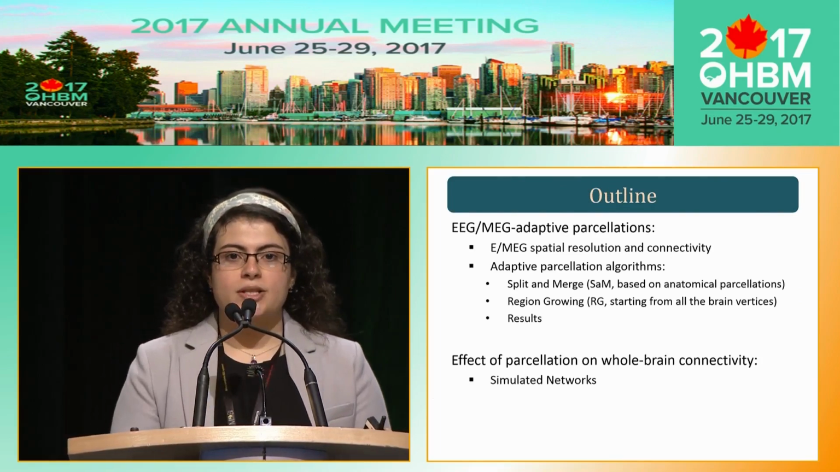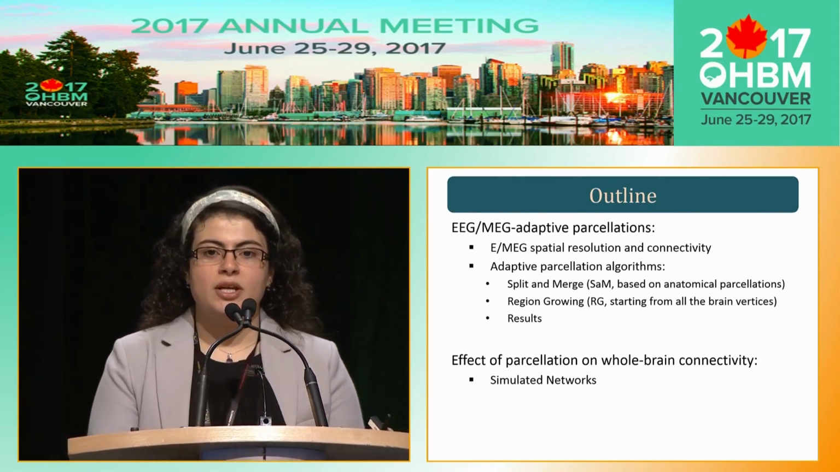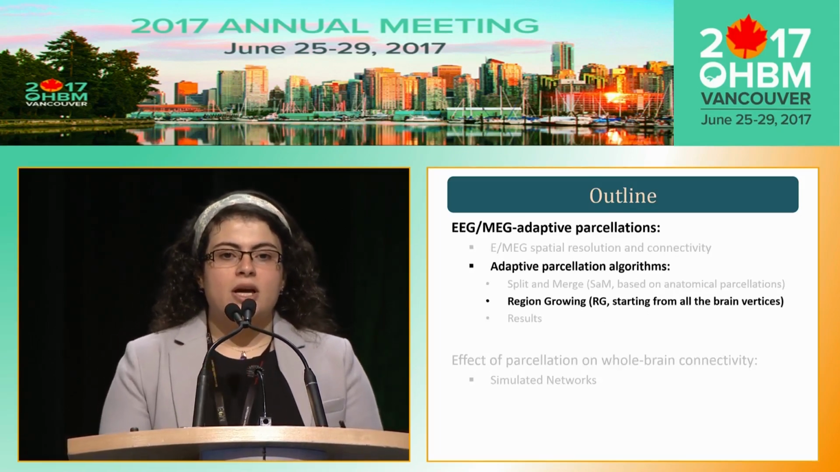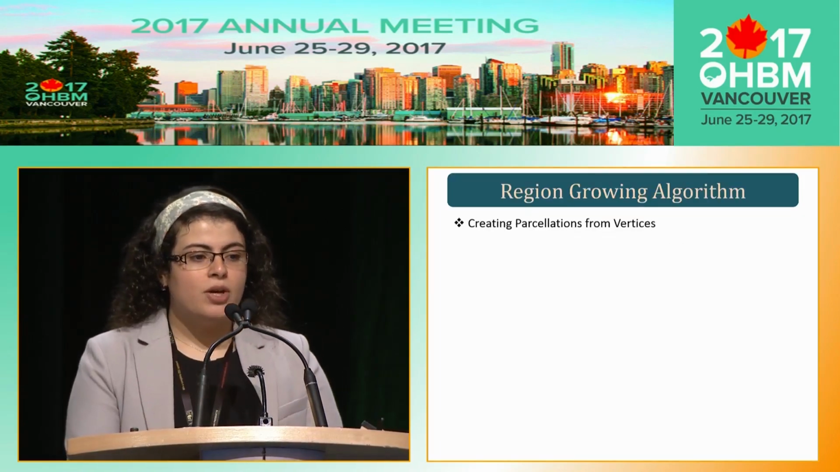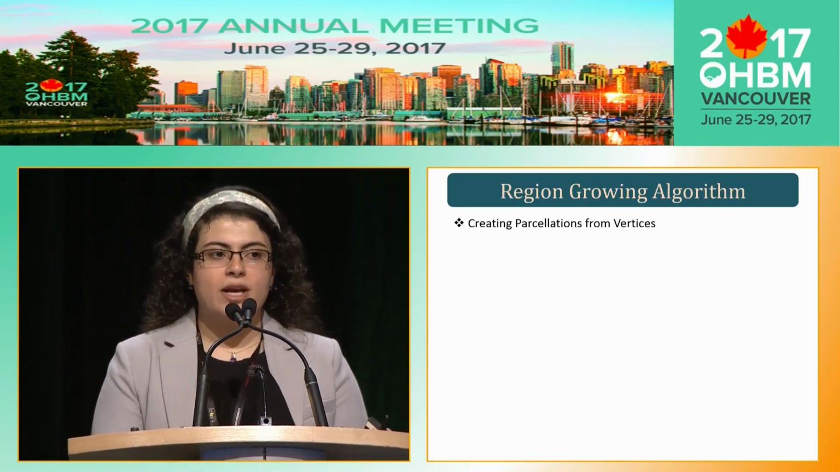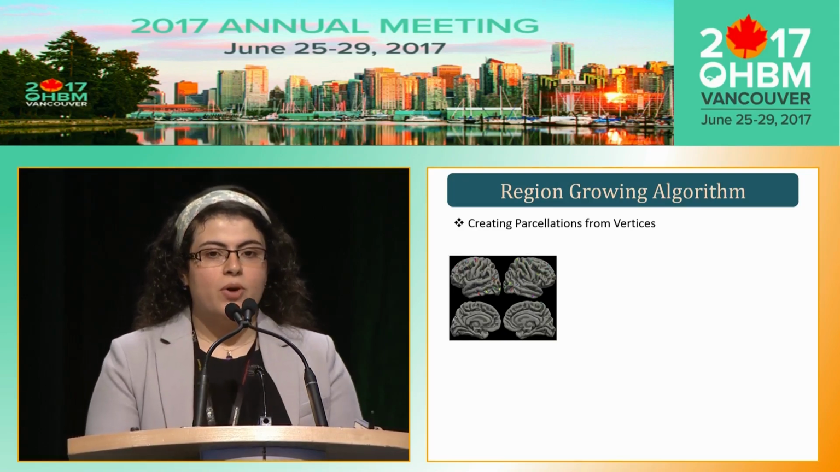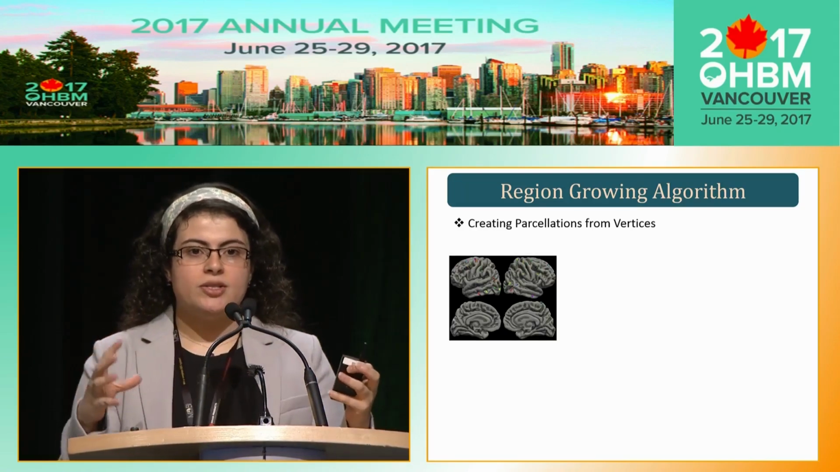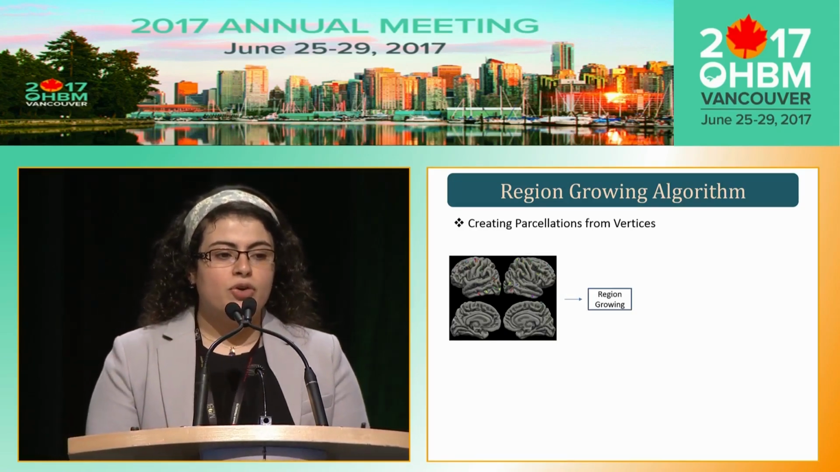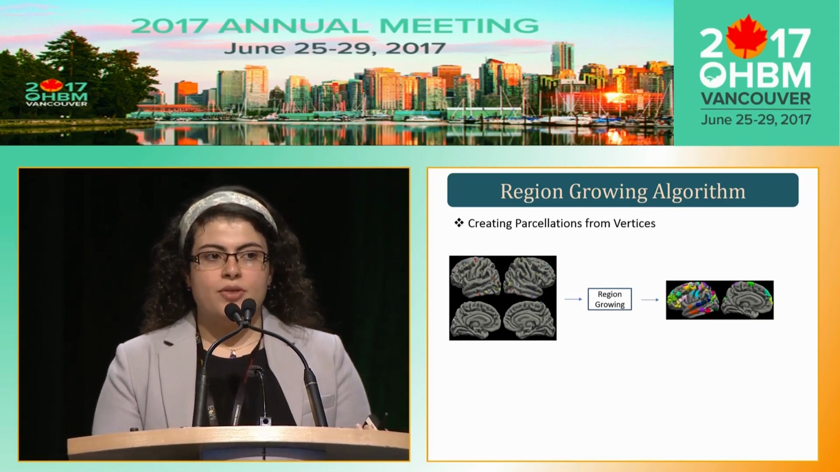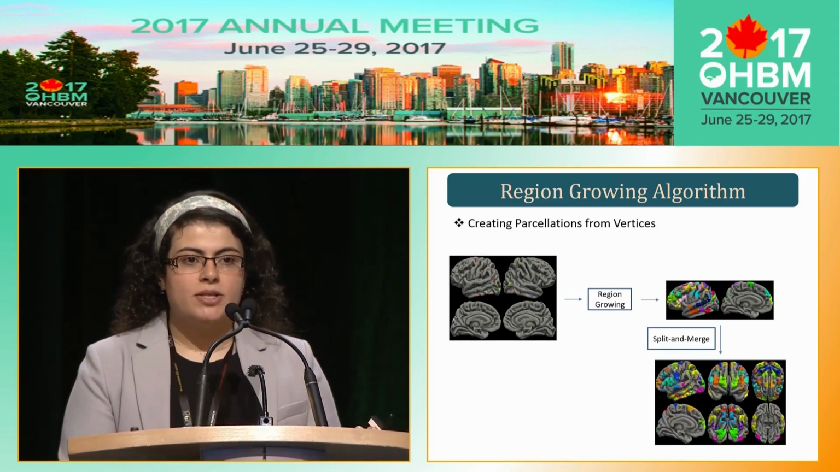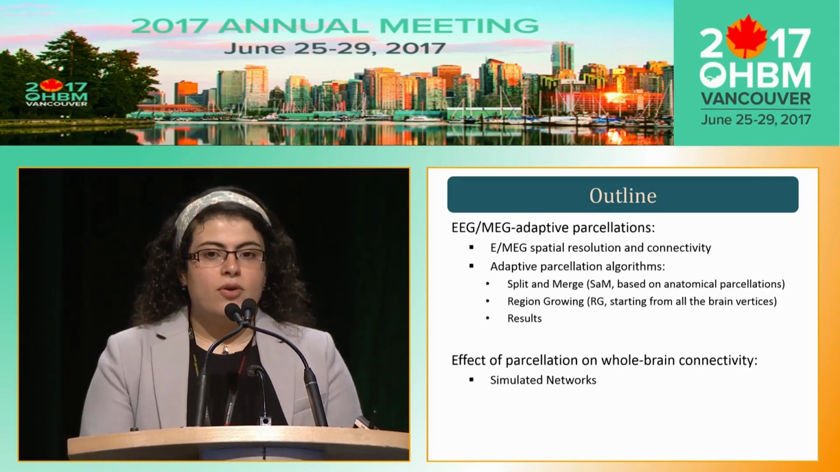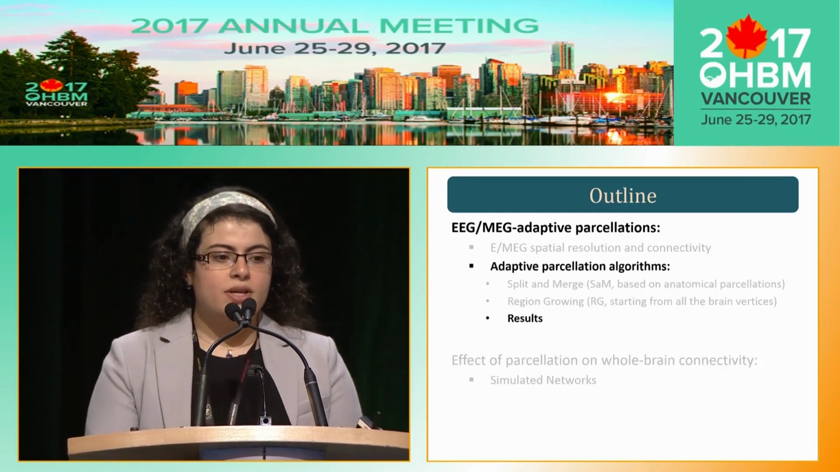We started from anatomical parcellation, but in some studies we might just be interested in obtaining as many distinguishable ROIs in the brain as possible with no prior parcellation. And so we worked on a second algorithm, the region growing, where we started from all the brain vertices and created ROIs from scratch. And what we did was that we identified a set of seed vertices which were the vertices that produced the strongest patterns of CTFs in the brain. We grew regions around them, and we obtained a set of ROIs in the brain. Then we applied the same split and merge criterion. We obtained a final set of ROIs. Right, so now that we have this final parcellation, what is the performance of them?